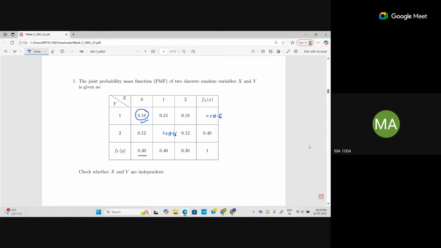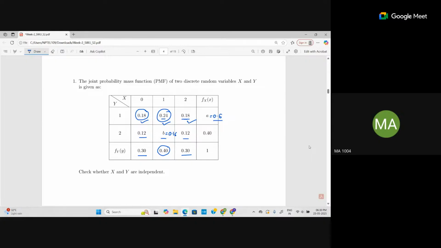Now next is this one, 0.24. So this should be equal to 0.40 into 0.6, which is again true, right? Next we have to check for this. So 0.6 into 0.3, which is again true. Okay, so same things we have to check for each case. For each joint probability, we have to check whether it is equal to the product of marginal or not.